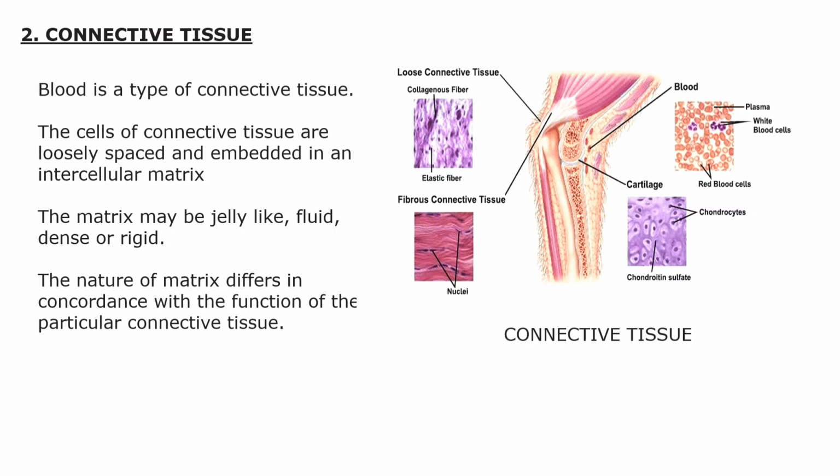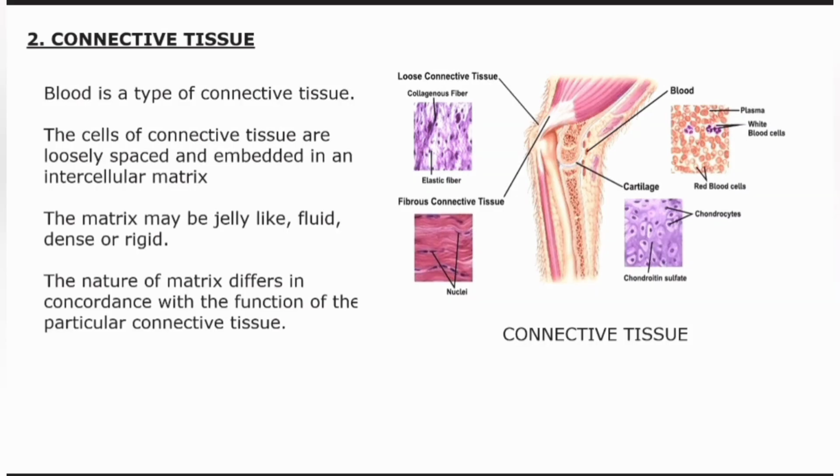The cells of connective tissue are loosely spaced and embedded in an intercellular matrix. The matrix may be jelly-like, fluid, dense or rigid. The nature of matrix differs in accordance with the function of the particular connective tissue. In this picture, I am showing how connective tissue is present.